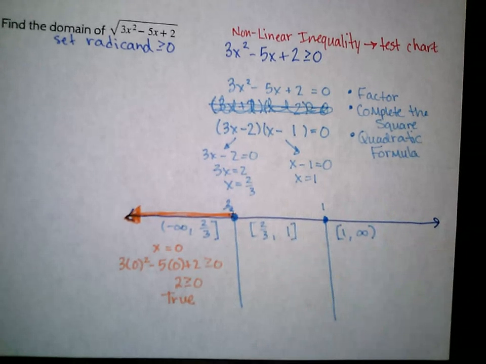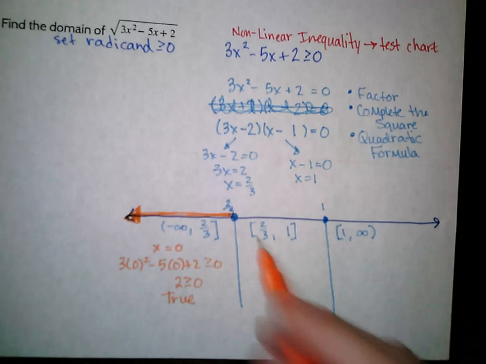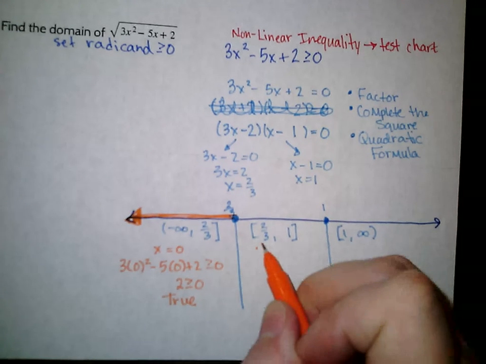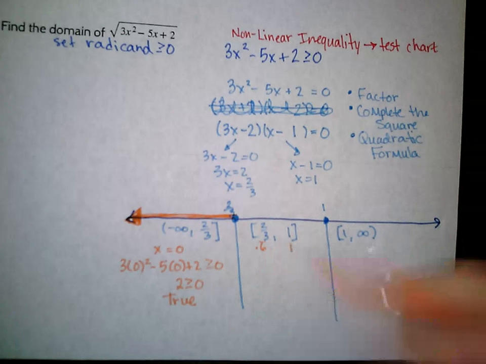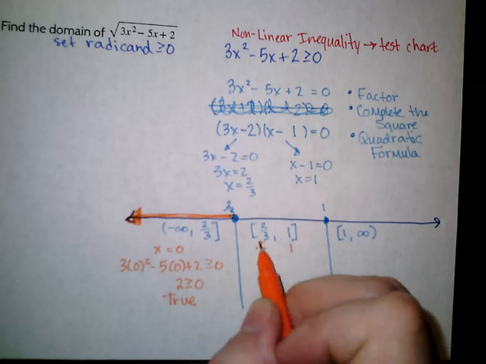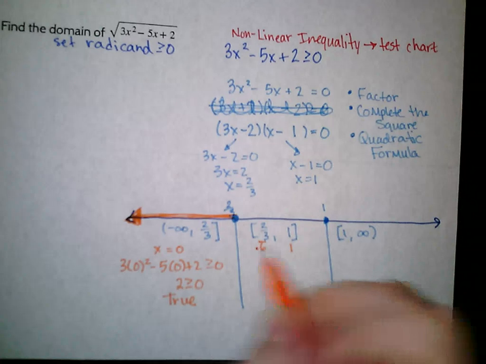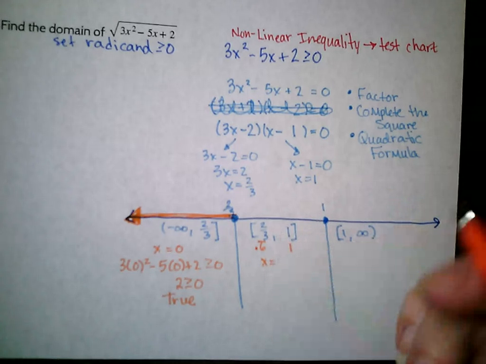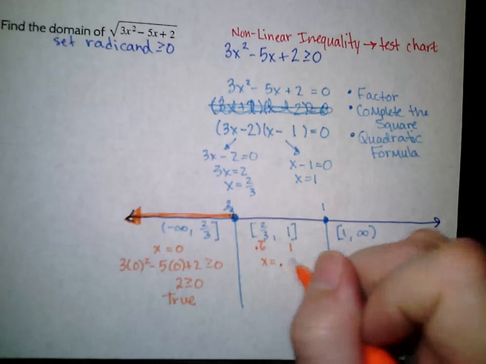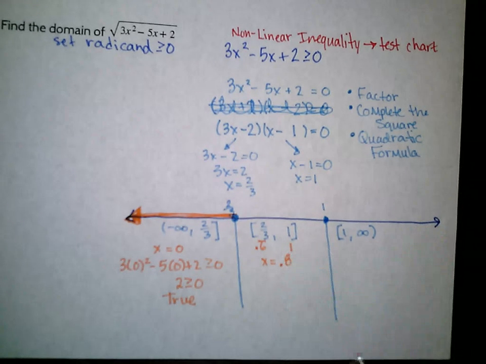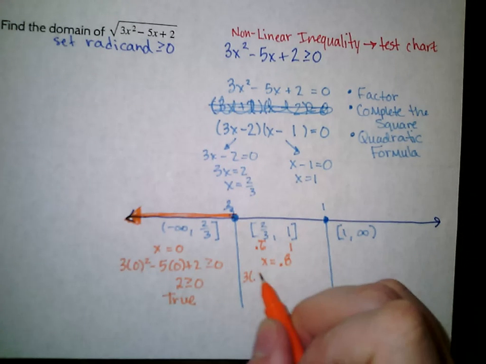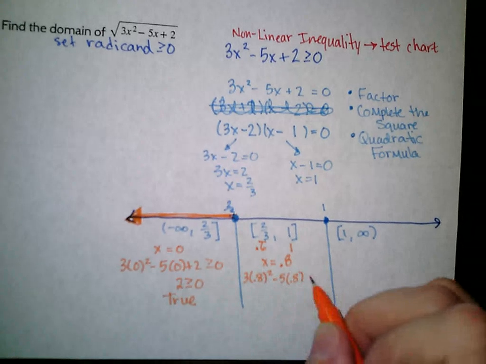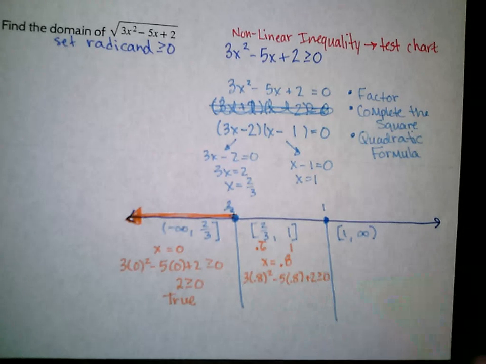Then I will test a number in the center here, something between 2/3 and 1. Well, 2/3 is 0.6 repeating, and 1 is, of course, 1. So I need to pick something between 0.6666666 and 1. So like 0.7, 0.8, 0.9. 8 is my favorite number, so I'll go with 0.8. So I'm going to have 3 times 0.8 squared minus 5 times 0.8 plus 2 is greater than or equal to 0.